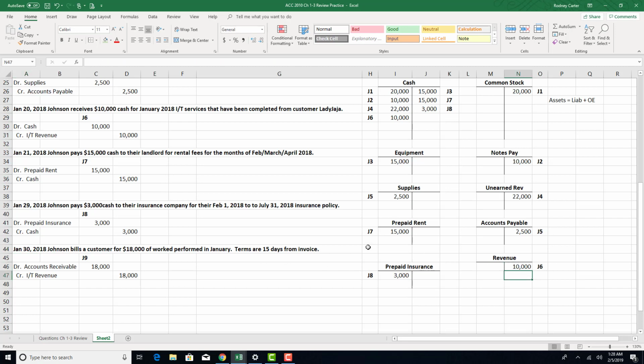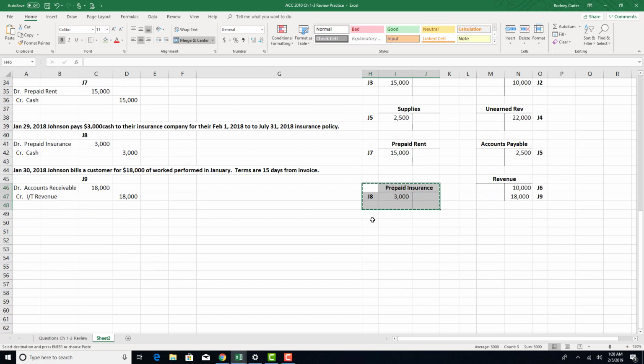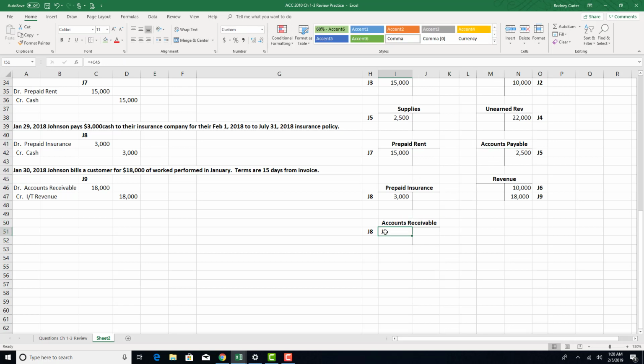So I'm going to come over to the revenue account. I've increased revenue again, J9, and then I'm going to come over to, I actually need to make a new account. I need to make another asset account. Accounts receivable is an asset account. The customer owes us, so it's an asset to us. Accounts receivable, we call this AR. Accounts payable, we call AP. So going forward, you'll be able to see AR, AP, J9, and I've got $18,000.